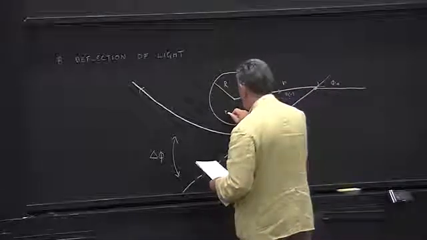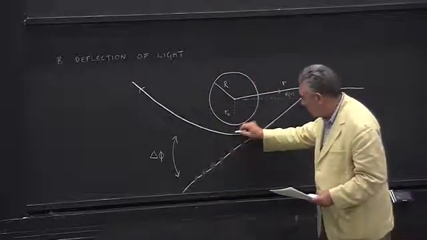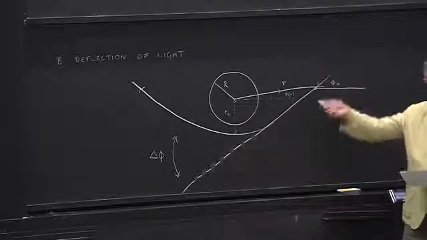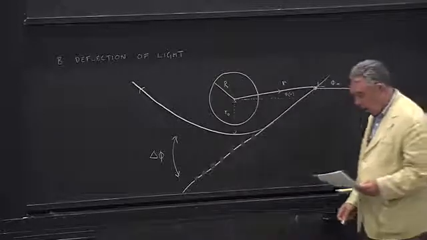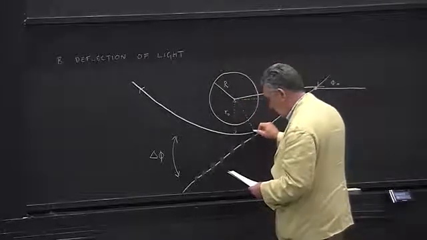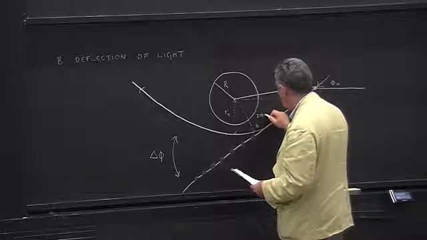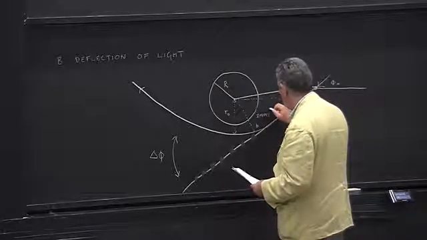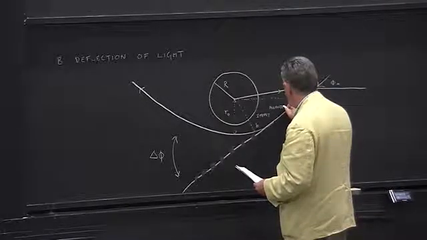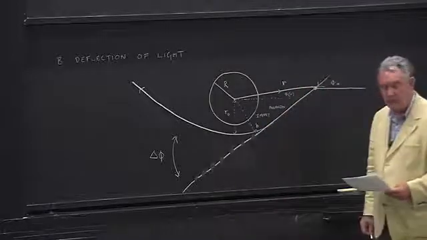And this R naught, I haven't drawn it perfectly well, but R naught is the point of closest approach to the sun as it goes past the sun. Whereas b is what's known as the impact parameter. That's at right angles to the line that would have been taken.